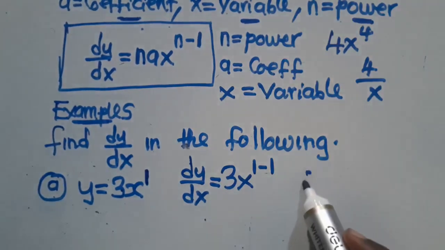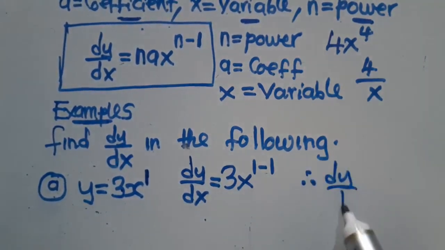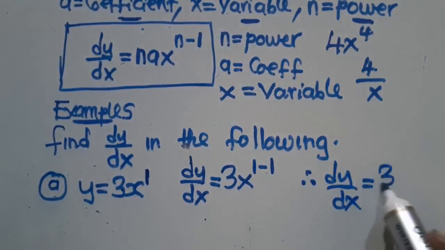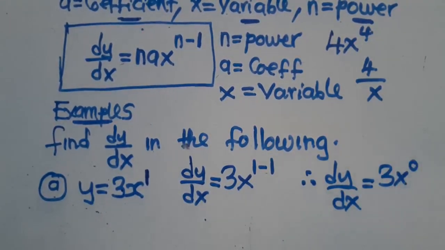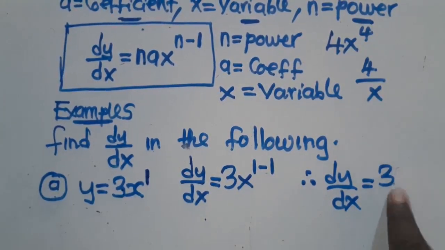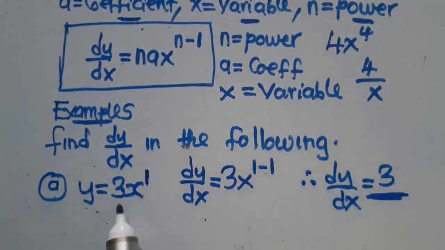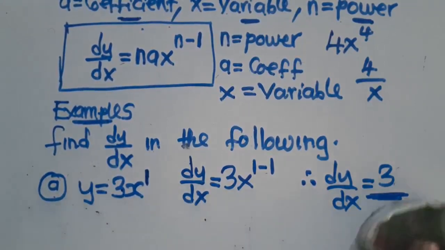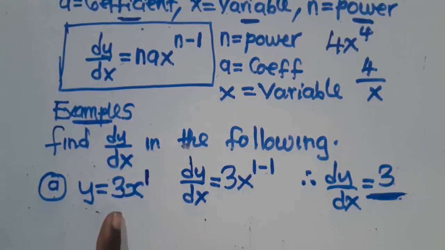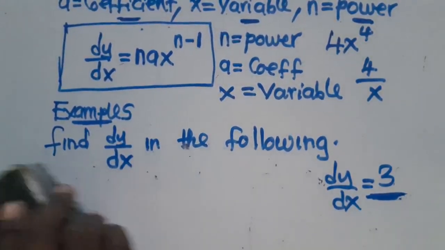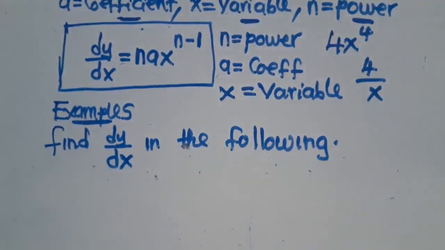You say, therefore, dy dx is equal to 3x power what? 0. Then you know that anything raised to the power 0 is equal to 1. So it's just the same as deleting this. Anything raised to the power 0 is 1. So the answer is 3. So differentiating 3x, the answer is what? The answer is 3. This is to tell you that anything that will look like this, in this case, let's say you are given these functions.